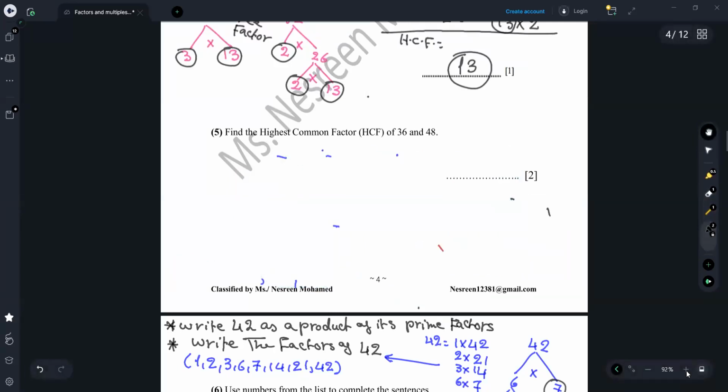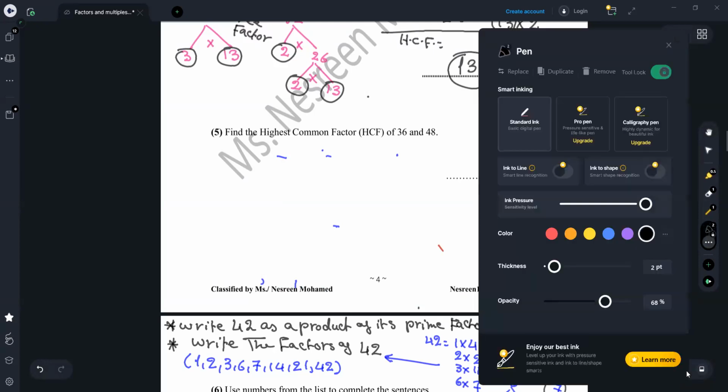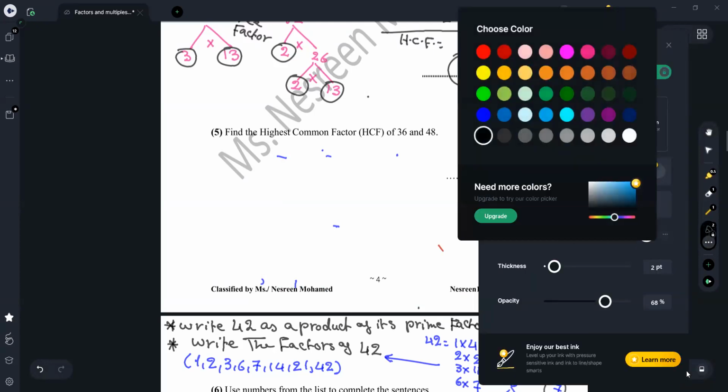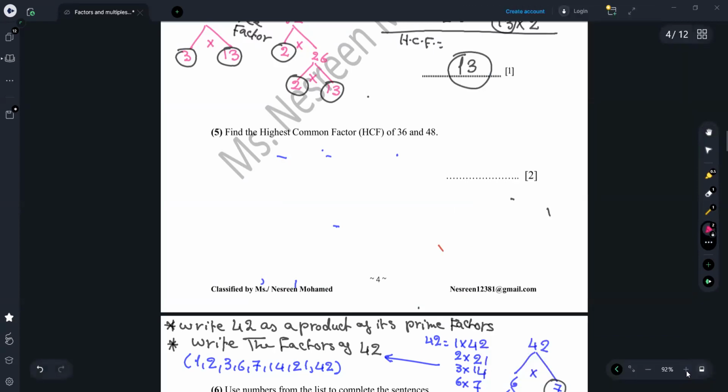Here, find the highest common factor of 36, 40 and 48. What will we make? We will make the factorization. This operation is called factorization, first, or writing the prime factors, finding the prime factors. Okay, this is another way to factorize.